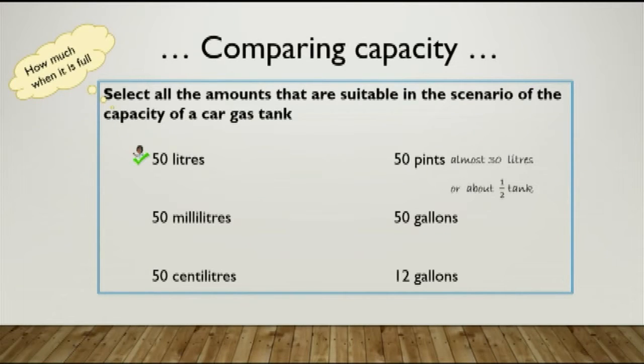That's too much. 12 gallons actually is the same. 50 gallons would be 4 gas tanks. 12 gallons is close to 50 liters, just about the same as 50 liters. All right, let's go again.